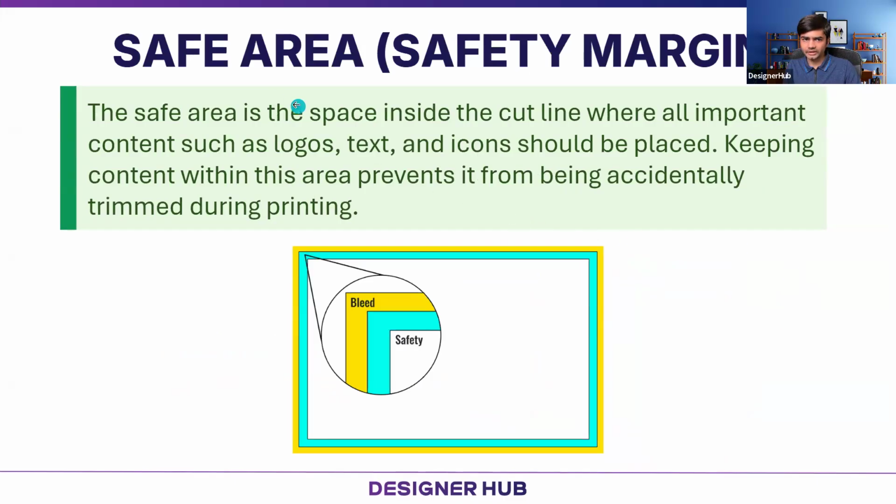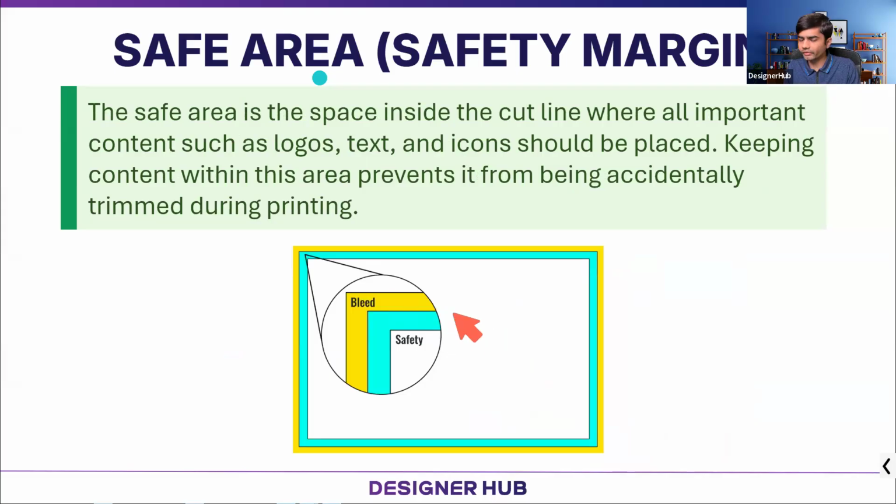So the next thing is the safe area. Now you are asking, what is the black line? Let's see. The safe area is the space inside the cut line where all the important content such as logos, text and icons should be placed. Keeping content within this area prevents it from being accidentally trimmed during printing.